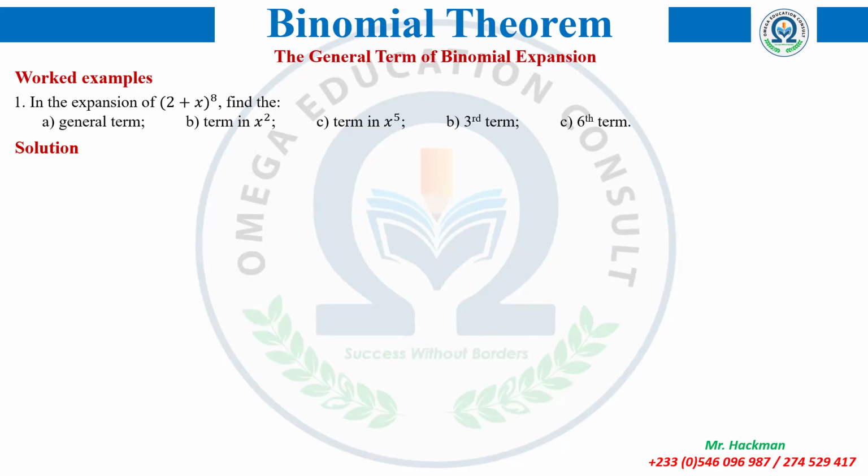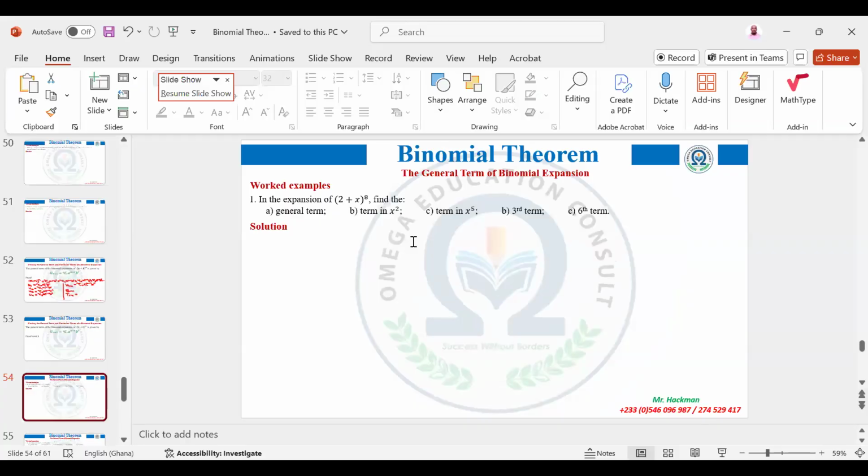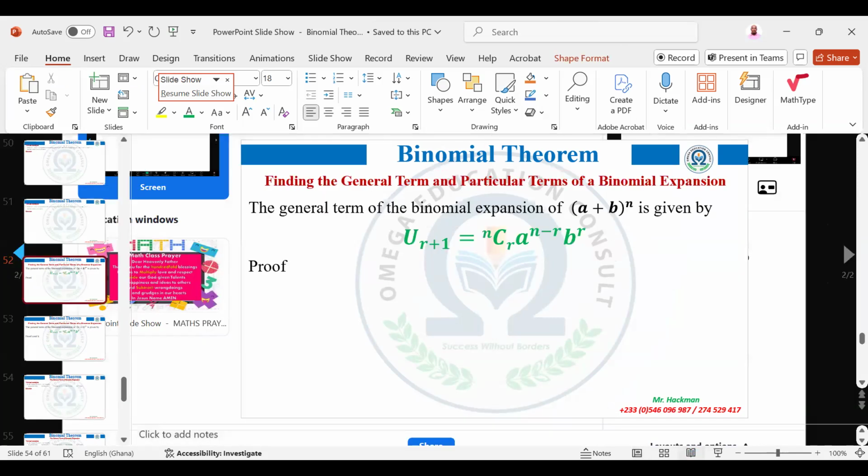All right, so worked example 1. In the expansion of (2 + x) to the power 8, find A, the general term, B, the term in x squared, C, the term in x to the power 5, D, the third term, E, the sixth term. Okay, so you will find the general term and then B, C, D, E. I did copy and paste and didn't do the editing well. I guess now it's fine, so we can move on.